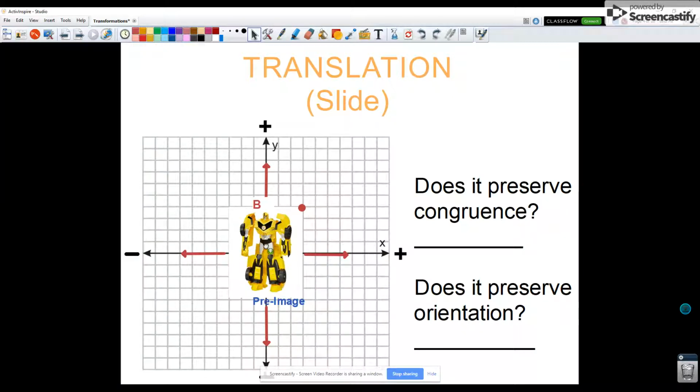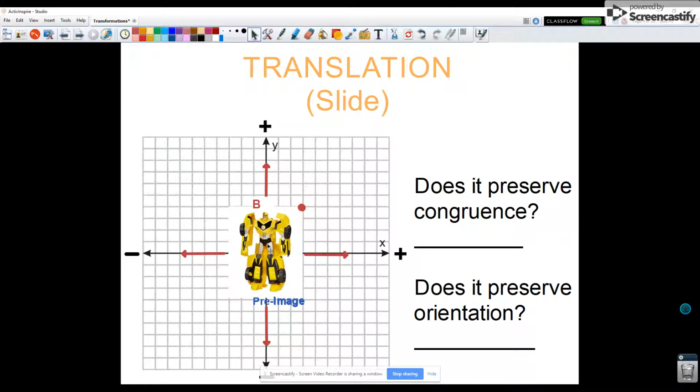Now, a translation can occur in one of 4 ways. You can translate to the right, to the left. You can also translate up or down. You do not translate diagonally. However, sometimes it can look as if that occurred. If I translate B to the right and up, then he looks like he's been translated diagonally.